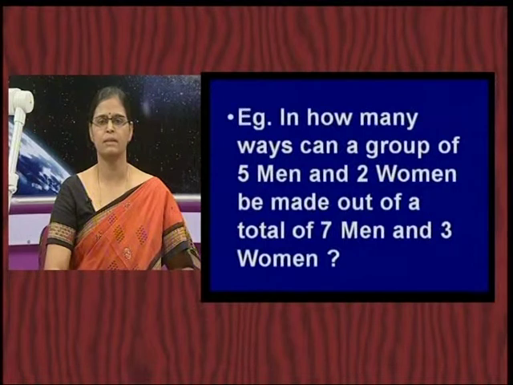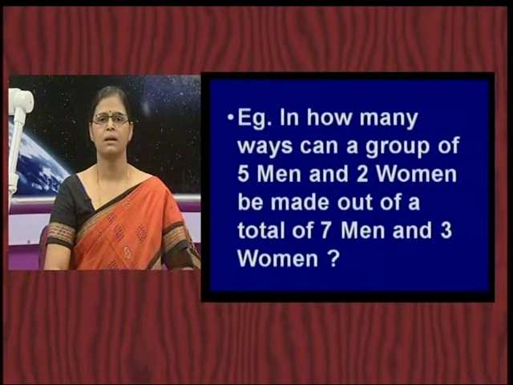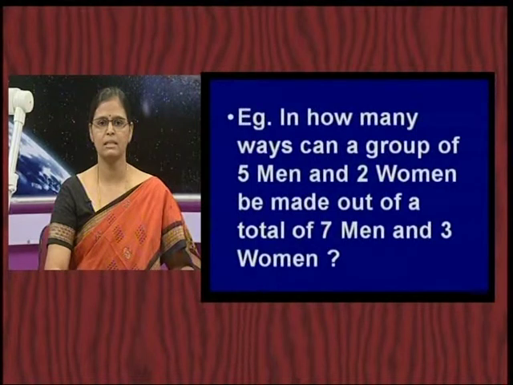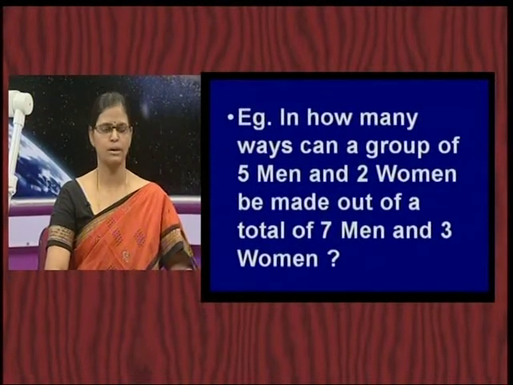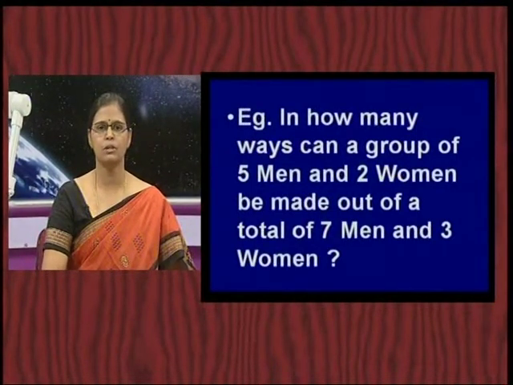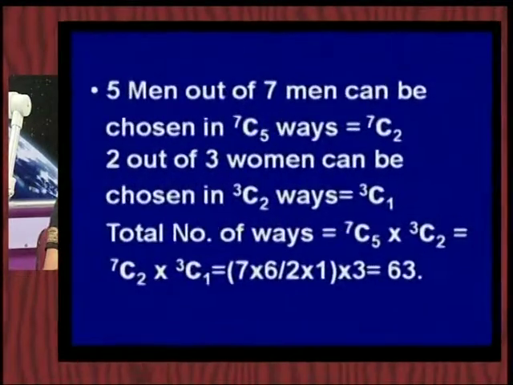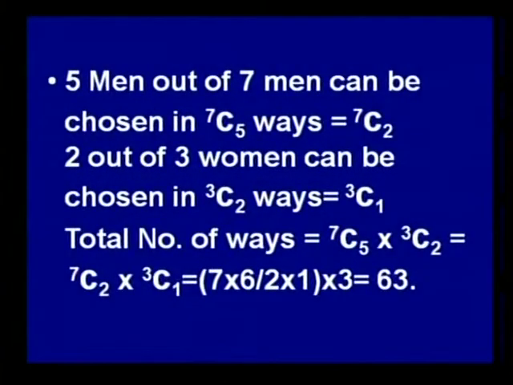First of all, observe that. Then out of total 7 men, you will have to select 5 men, and out of 3 women you will have to select 2 women. So how can you go about? What is the solution now? Very simple. 5 men out of 7 can be chosen in 7C5 ways.